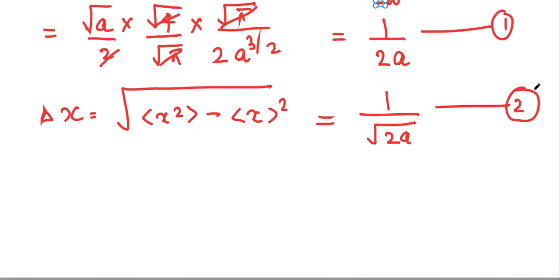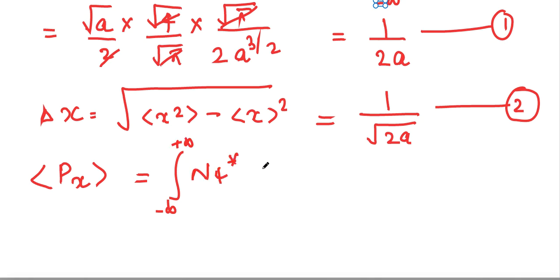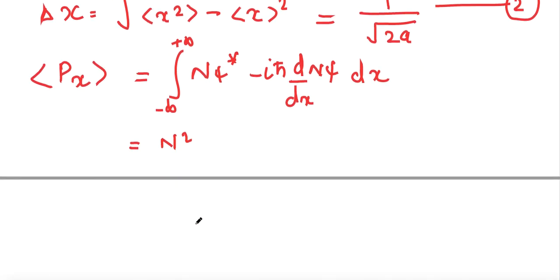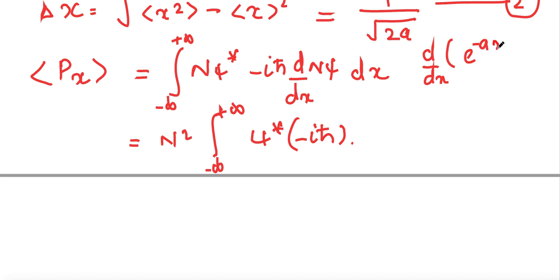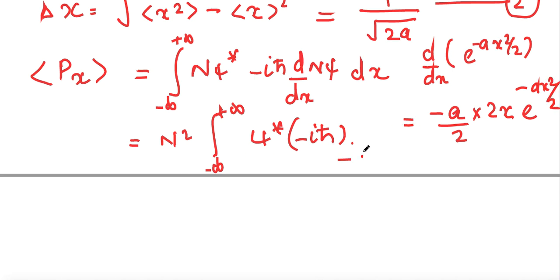So delta p calculation is also very simple, but let us first of all calculate the expectation value of px. This is equal to the integral from minus infinity to plus infinity of n into psi star, then the operator for px, which is minus i h cross d by dx, into n into psi dx. So the constant n square can be taken outside, integral from minus infinity to plus infinity of psi star into minus i h cross into, we know that d by dx of e raised to minus ax square by 2 is equal to minus a by 2 into 2x into e raised to minus ax square by 2. So this is what we substitute here. This becomes minus a by 2, 2x e raised to minus ax square by 2 dx.